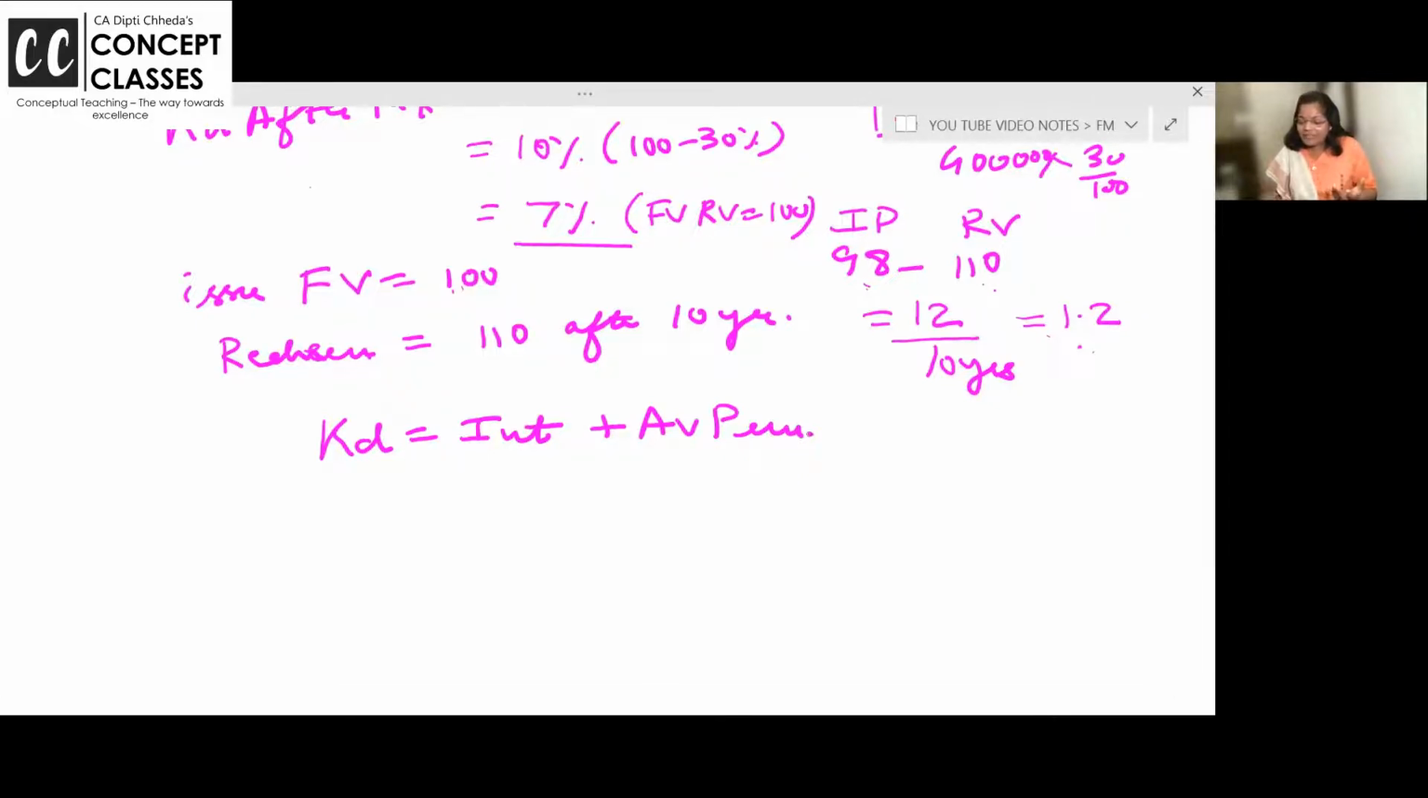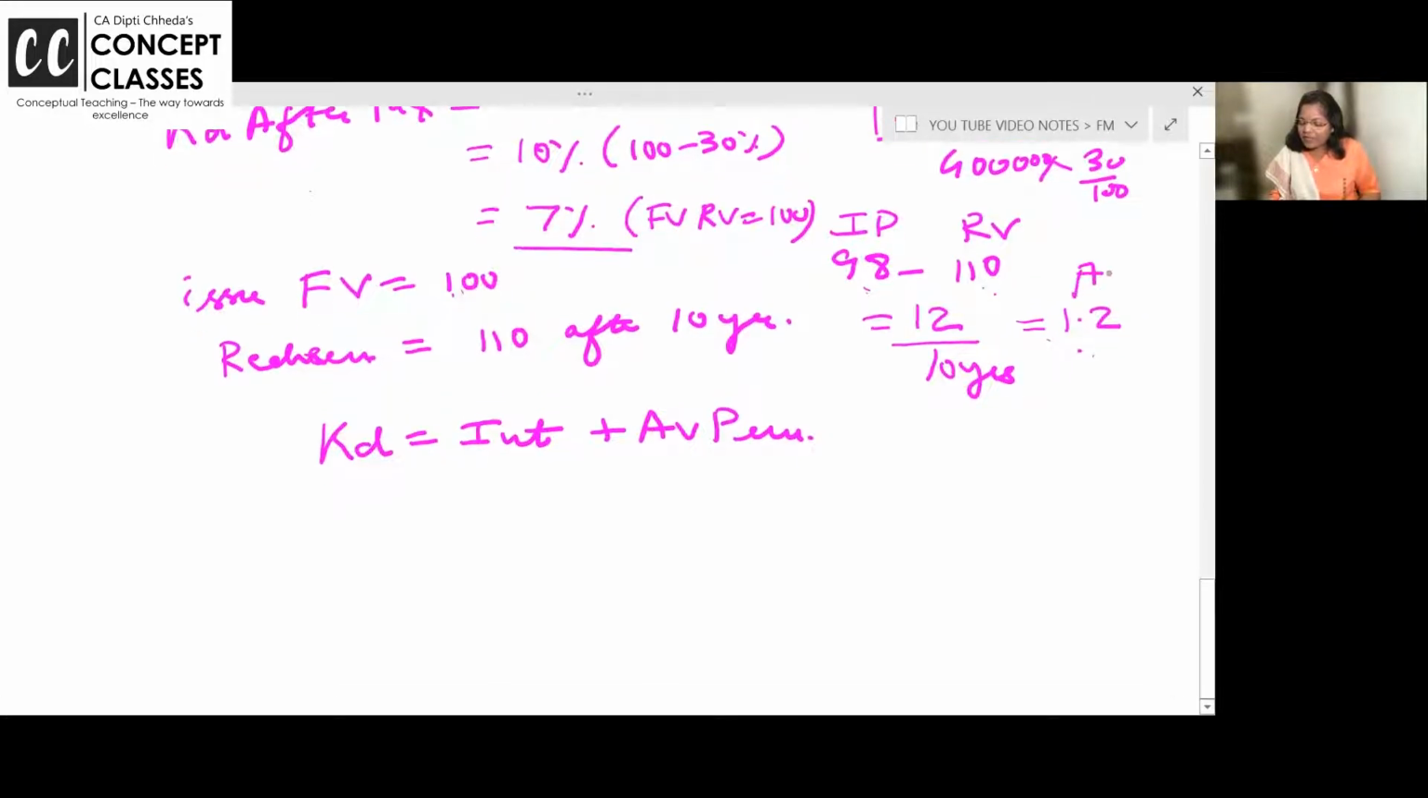What do you mean by average premium? Whatever is your cost of interest per debenture, 7 rupees is going out of my pocket. Actually, dear students, I am paying 10 rupees, but 3 rupees I am getting as tax benefit. 7 rupees is going, plus per debenture 1.2. So, what is my cost? KD is 8.2 per debenture.